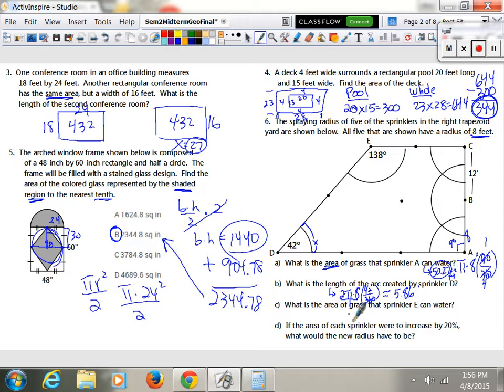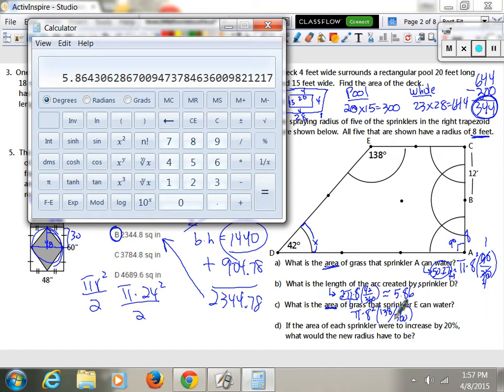What is the area of grass that sprinkler E can water? Again, area. Here's sprinkler E. So you want pi times radius squared, that's your area formula, and we want 138 degrees out of the whole 360. So same thing we just did. You're going to multiply straight across and divide by 360. So pi times 64 times the 138. That's multiplying all these straight across, and then you're going to divide by the bottom number, which is 360.